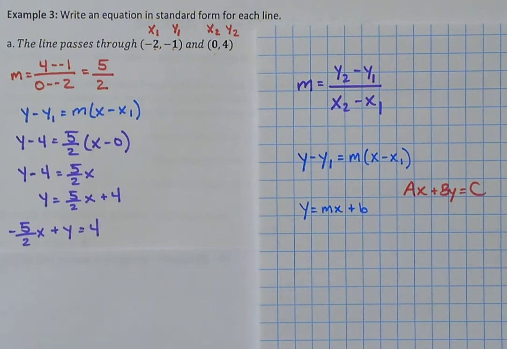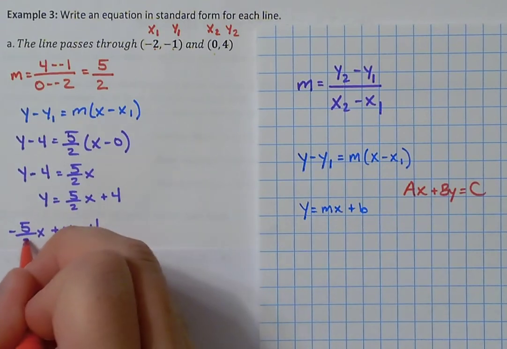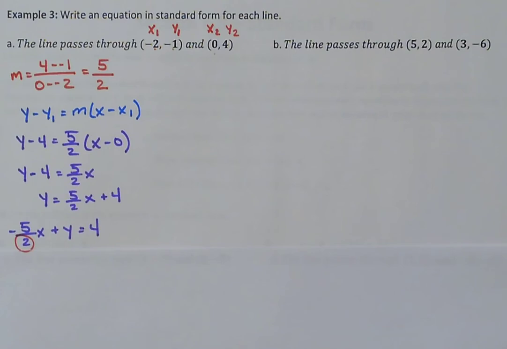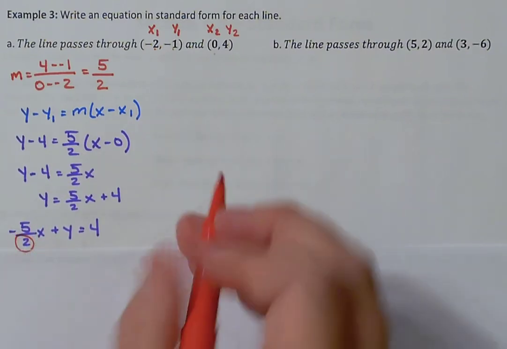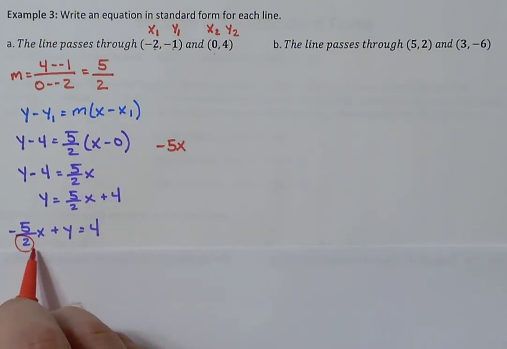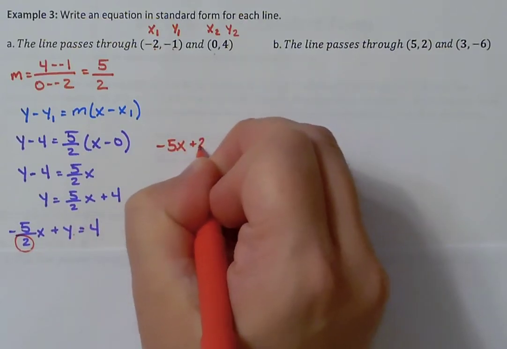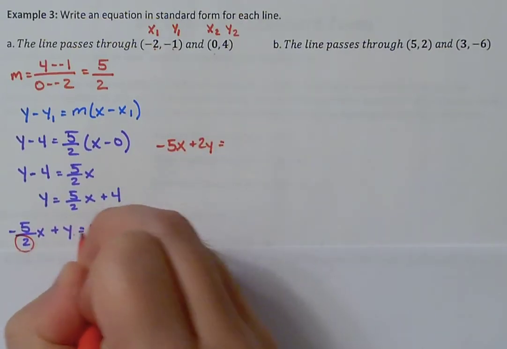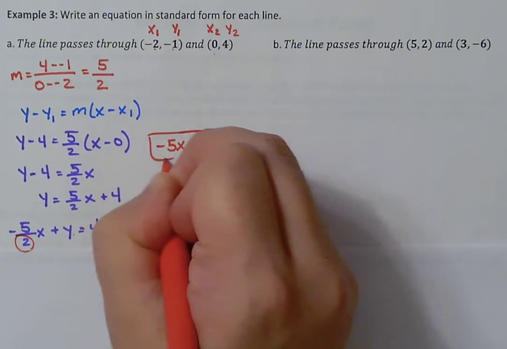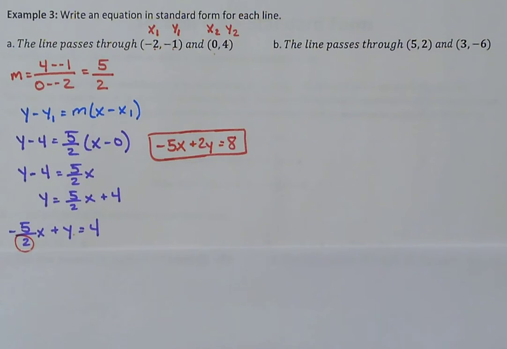So because I have a fraction, I need to get rid of my fraction. To get rid of a fraction, don't feel like it's going to be anything too intense. You just have to take this number on the bottom and multiply it to everything. So we're going to multiply 2 to everything. When I multiply 2 to everything, this fraction cancels out, so it's just a negative 5x. And then 2 times y is 2y, and 2 times 4 is 8. And that is our equation in standard form.